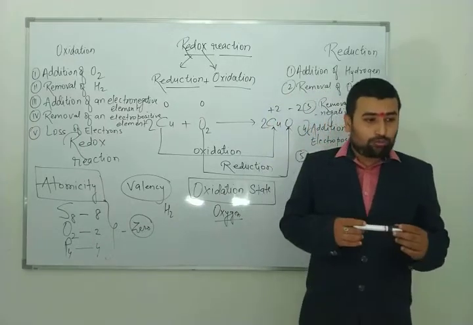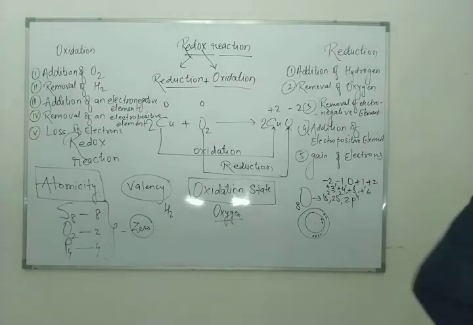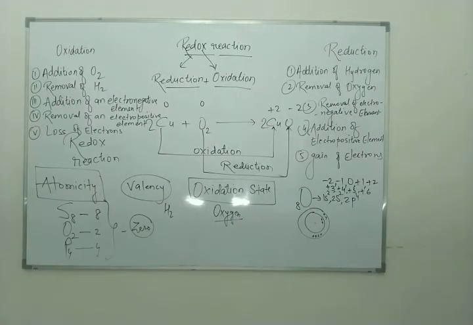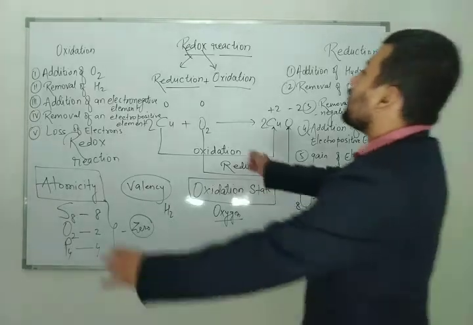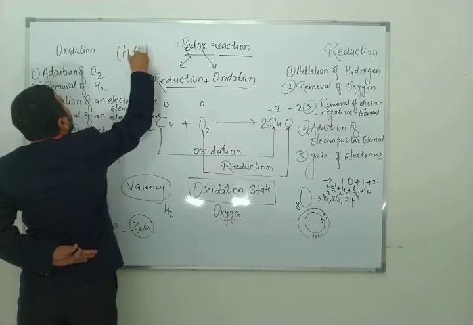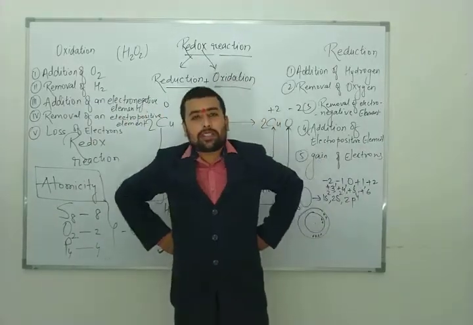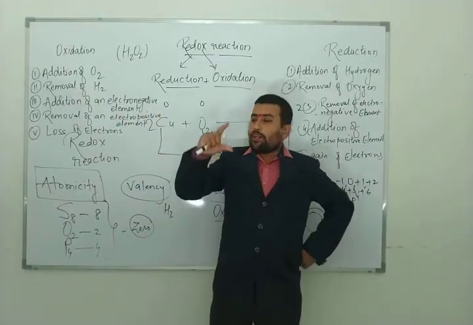Okay? Now, if you want to calculate any element's oxidation state or oxidation number in any form, take hydrogen peroxide. Have you heard the word peroxide? H2O2 is the formula of hydrogen peroxide. You can just go to a medical store and ask the chemist or pharmacist to provide hydrogen peroxide, and they will give you one water bottle.